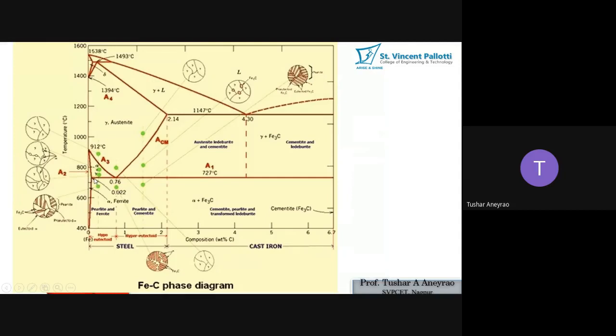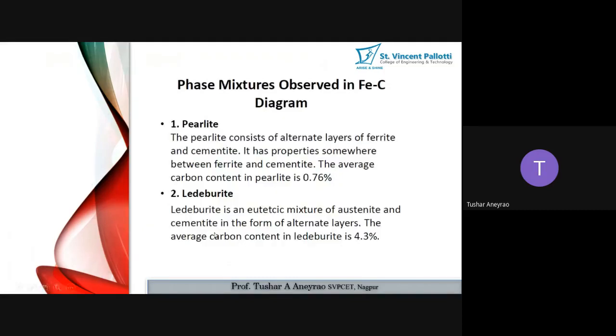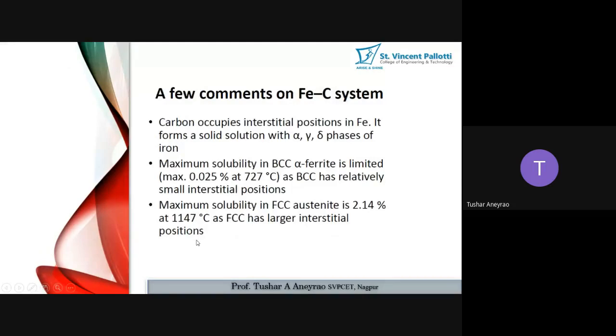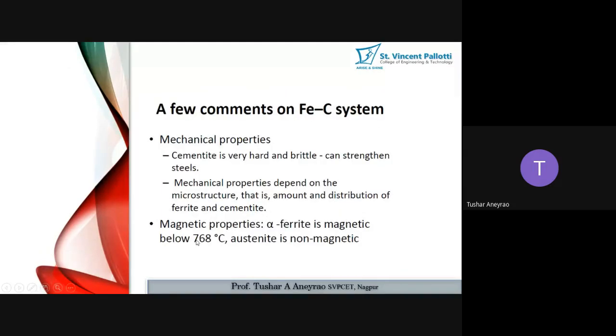This is the region where alpha ferrite is present. This alpha ferrite is present from 0.008% to 0.02% of carbon, and it is magnetic, or ferromagnetic, below 727 degrees centigrade. Sorry, non-magnetic above 727 degrees centigrade. Okay, so that is written over here. Alpha ferrite is magnetic below 768, or let us call it 727 degrees centigrade, and it is non-magnetic above this temperature.